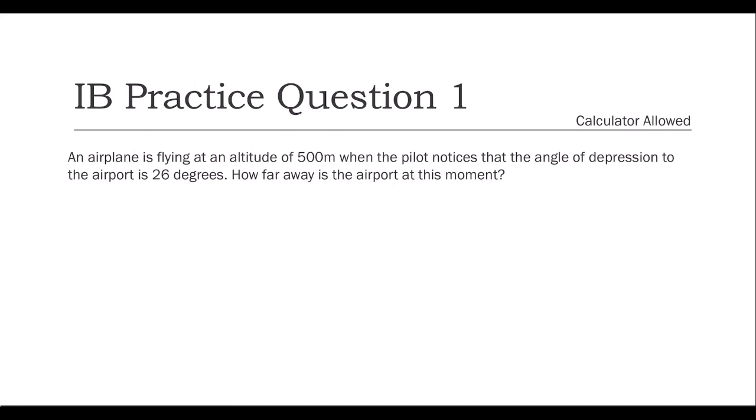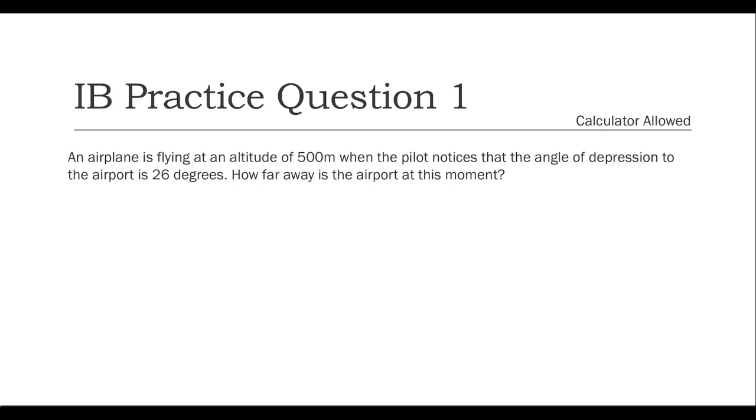Here we have our first IB practice question where the calculator is allowed. It says an airplane is flying at an altitude of 500 meters when the pilot notices that the angle of depression to the airport is 26 degrees. How far away is the airport at this moment?